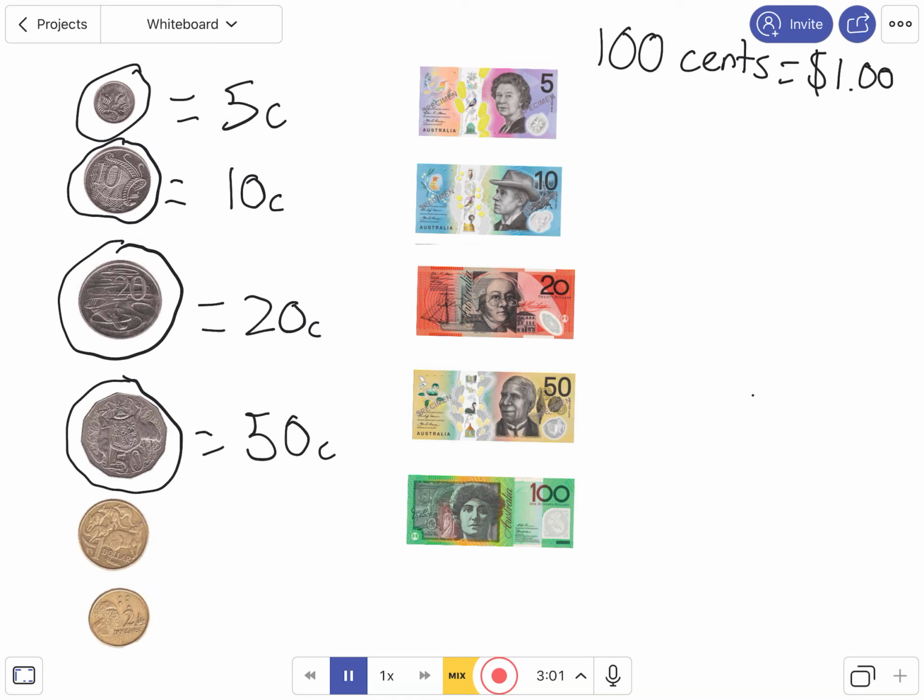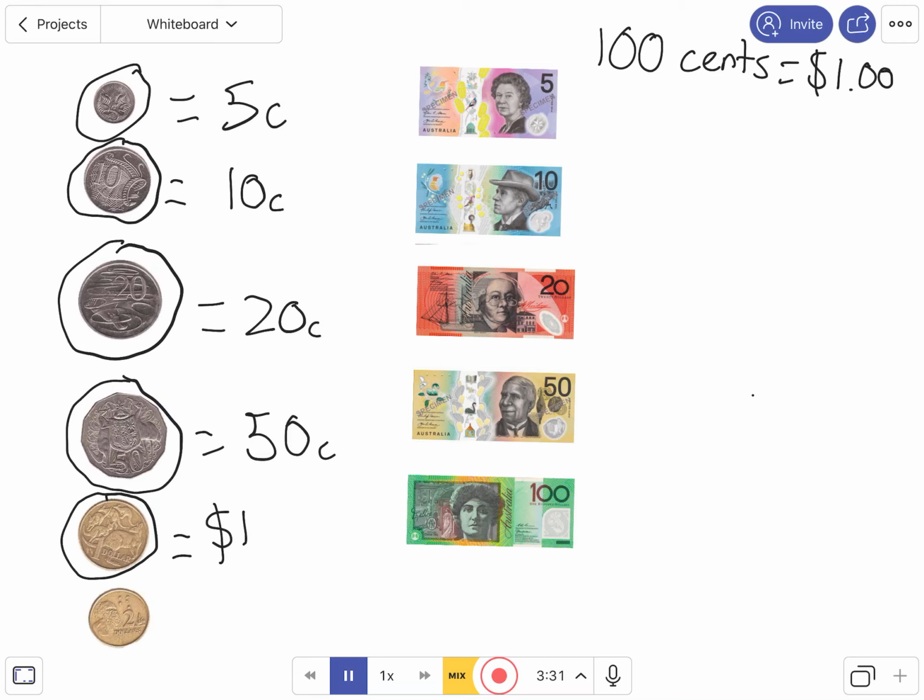As you can see, the next two coins are coloured gold. These two coins represent dollar values, which means their value is more than the silver coins, which are cents. The first gold coin has a kangaroo on it and has the number 1. I'm circling that coin now. Its value is $1, and we represent that with a dollar sign, which is like an S with a stroke through it, and the number 1.